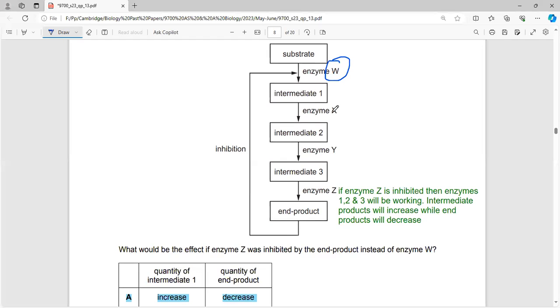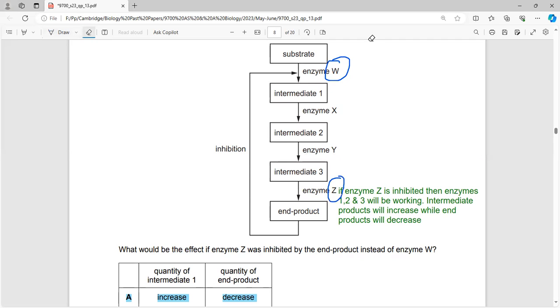Because the intermediate enzymes will be working. So the intermediate products, this is number 1, number 2, number 3, will increase. Why? Because W, X, and Y will be working. Once again, I'm going to read the statement. What would be the effect if the enzyme Z was inhibited? So instead of inhibiting W, we are inhibiting enzyme Z.